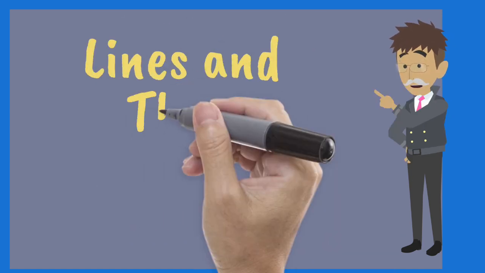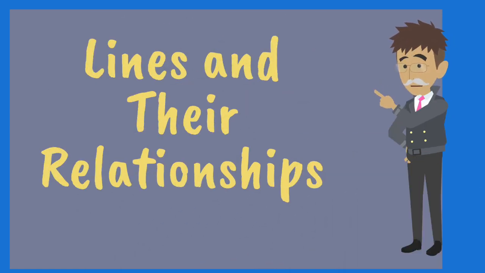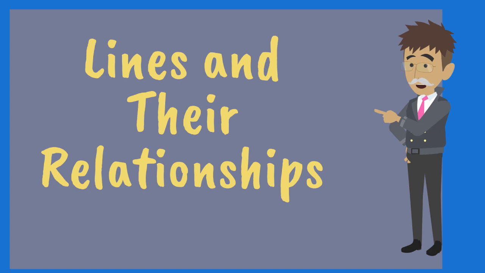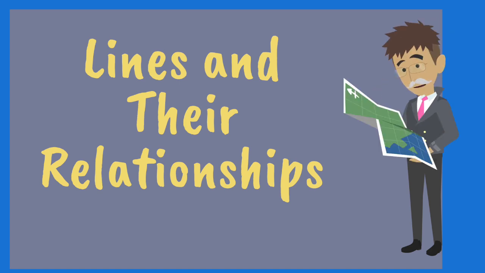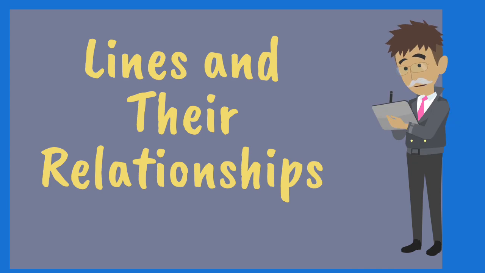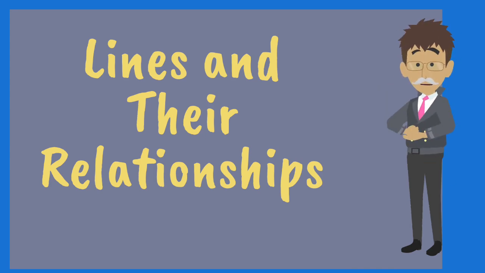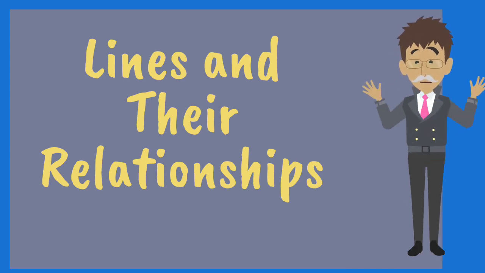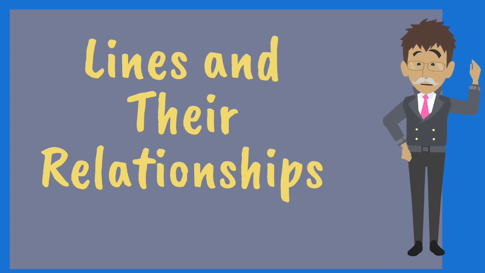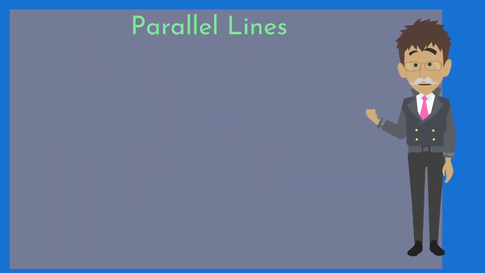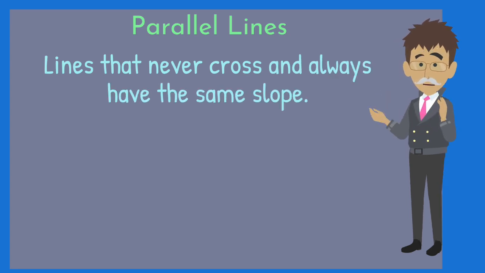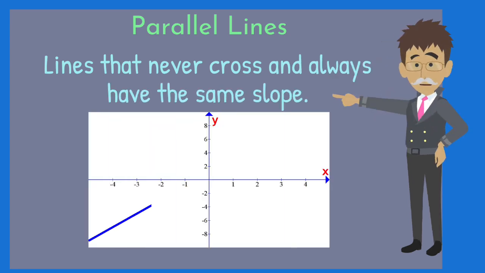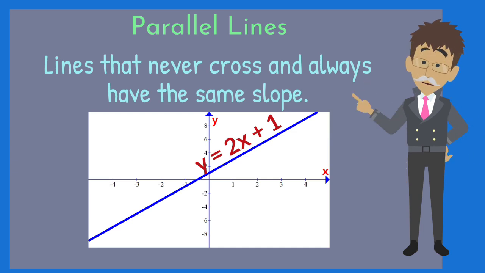Lines on a graph can show many real-world patterns such as trends, directions, or the speed of movement. Understanding when these lines are parallel or perpendicular helps us read maps, design structures, and understand motion. These ideas also make graphing systems of equations much clearer. Parallel lines. Lines that never cross and always have the same slope. For example, the lines y = 2x + 1 and y = 2x - 3 are parallel.